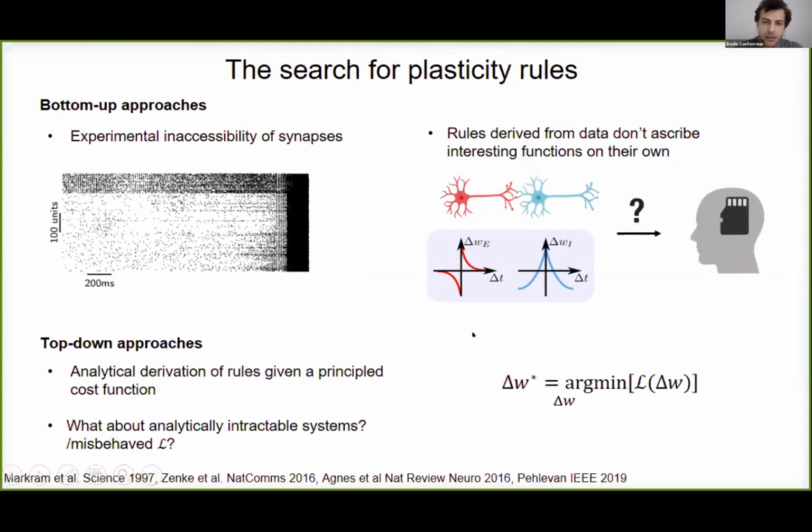The analytical way of solving this is saying, okay, we want this network to have this function, which we can express with the cost function L. And now we solve this minimization problem and we get the optimal plasticity rule delta W star. The issue is that this top-down approach fails for analytically intractable systems, or when you are not quite sure what the exact function is.